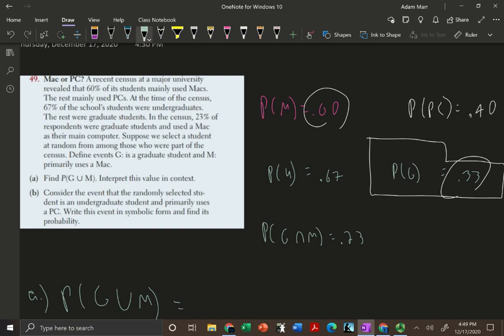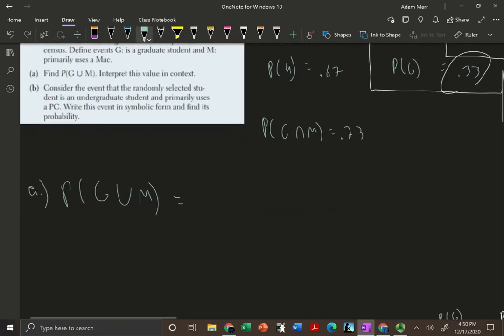Suppose we select a student at random from among those who were part of the census. Define events G as is a grad student and M as primarily uses a Mac. Find the probability of having a grad student or using a Mac. That's P of G union M, that the student either is a grad student or uses a Mac. Interpret this value in context. No problem. So the probability of G union M.